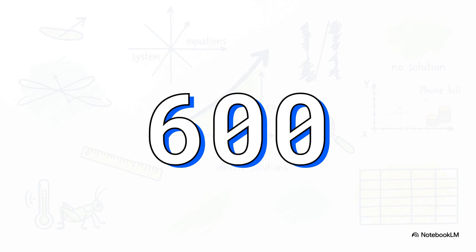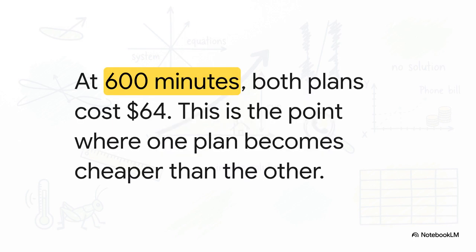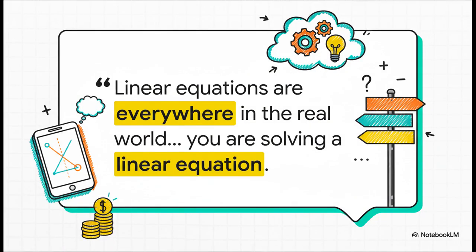So, after all that, what is the magic number? After a little bit of algebra, we find that the two plans cost the exact same amount at 600 minutes. And this is the key right here. At exactly 600 minutes of talk time, both plans will cost you precisely $64. So if you talk less than 600 minutes a month, Plan A with its lower monthly fee is the cheaper option. But if you talk more than that, Plan B and its lower per minute rate becomes the better deal. That's your decision point.